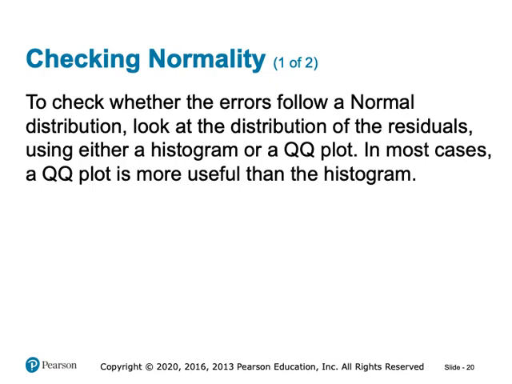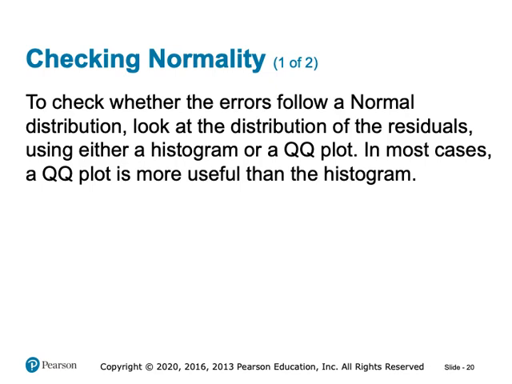However, while histograms are useful, they can sometimes be misleading, especially with smaller sample sizes or when the distribution is close to normal but not quite. A QQ plot, on the other hand, is often more informative. This plot compares the quantiles of the residuals with the expected quantiles of a normal distribution.